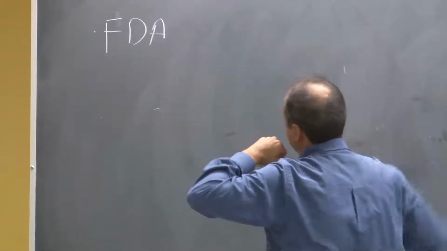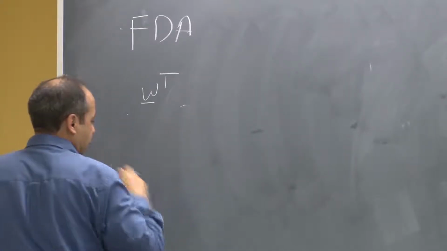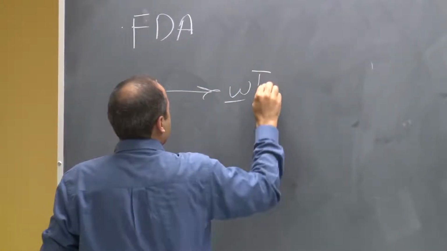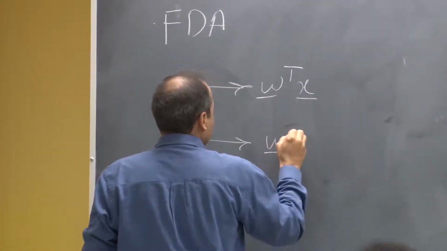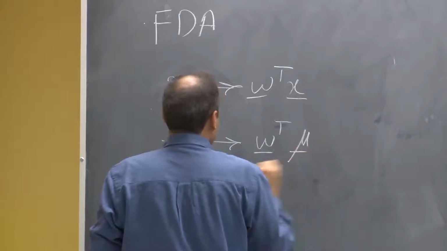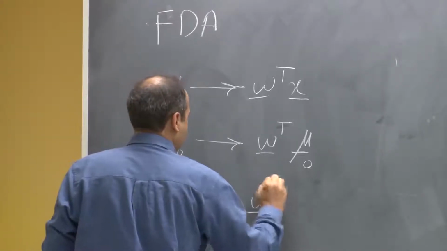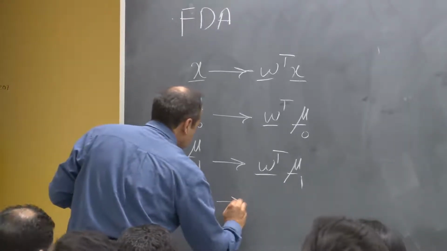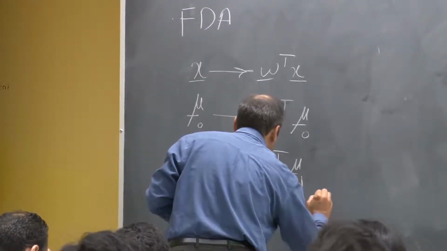So if I call this vector W, basically all x's in Fisher discriminant analysis would be transformed to W transpose X. Clearly, the mean of each class will be transformed by the same projection. So for the first class, for the second class, and then the covariance of the class will be transformed quadratically.